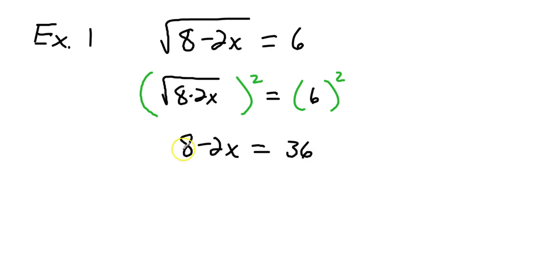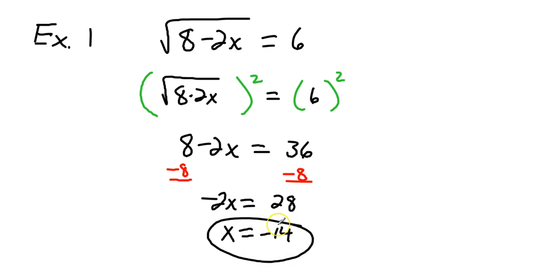You've got 8 minus 2x. You've got to get rid of this 8 first, so you want to subtract 8 from both sides. So that leaves you with a negative 2x equal to 28. Take 28, divide it by negative 2, so your x is negative 14.